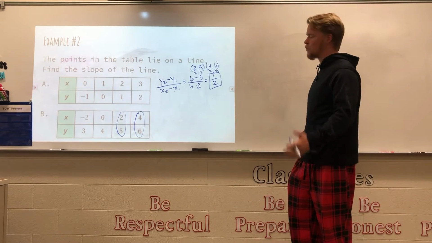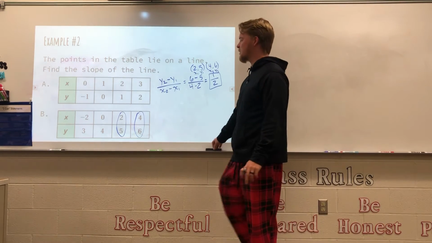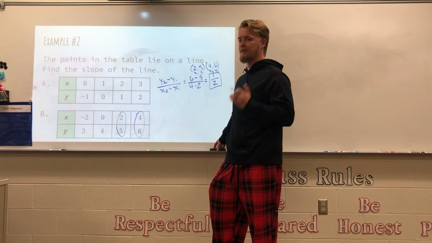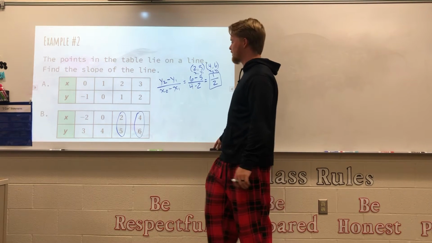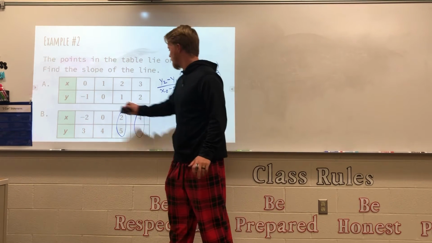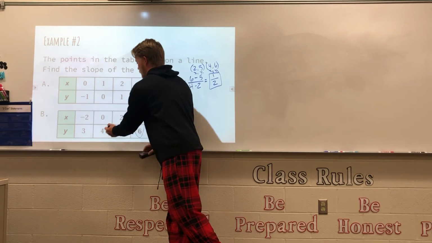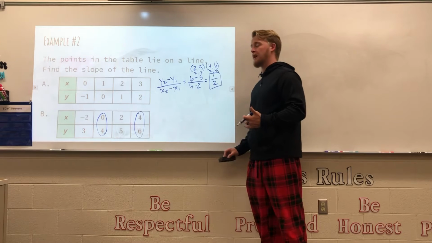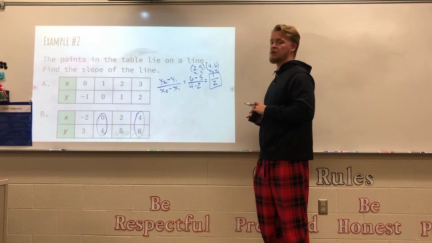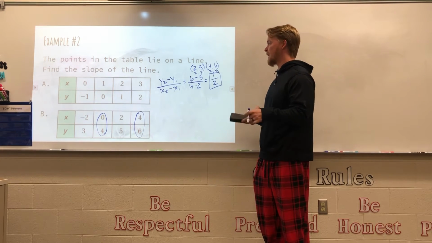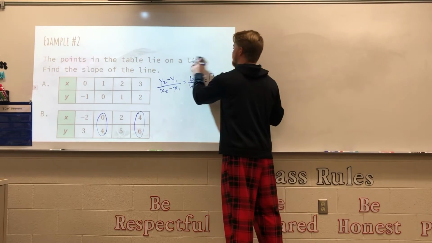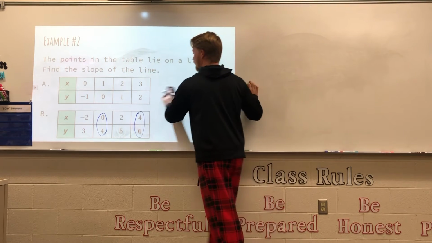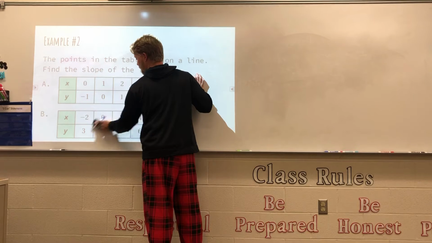The main thing you want to watch for with tables especially is that you make sure you reduce if possible. Because for example, if I would have chosen these 2, I would have had to reduce my fraction at the end. So definitely pay attention if you can reduce. Do that if possible. But that's how we find slope of tables.